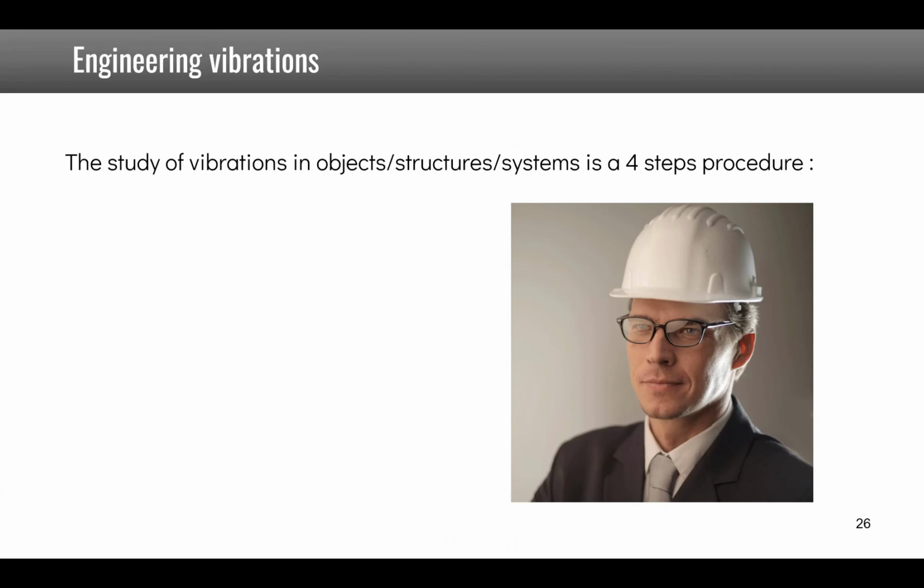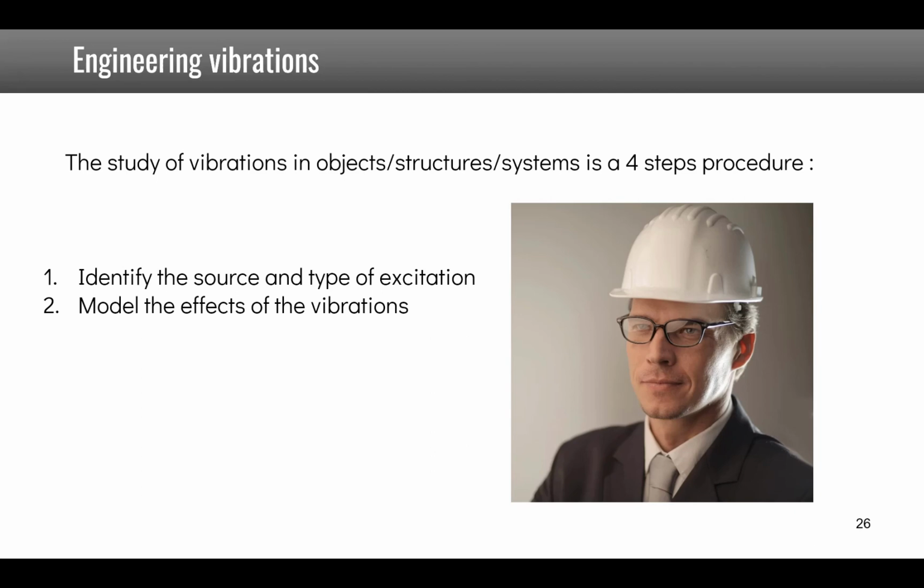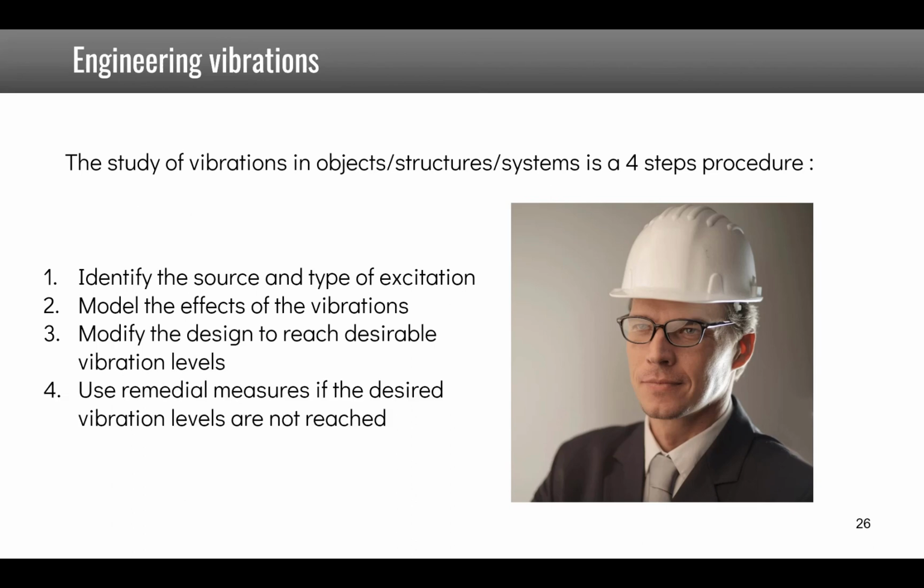So we are dealing with vibrations as engineers. And to study these vibrations in objects, structures, and systems, we need a four-step procedure. The first step is to identify the source and the type of excitation. The second one is to model the effects of vibration, so to predict these levels. The third one is to modify our design if we cannot reach the desirable vibration levels. And if this is still not sufficient, then you can use remedial measures to reach your design goals.